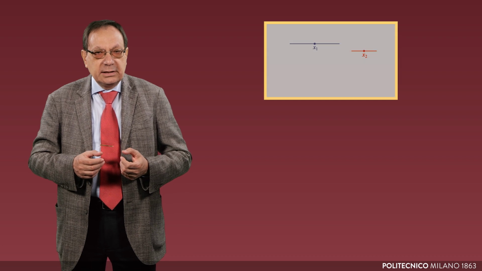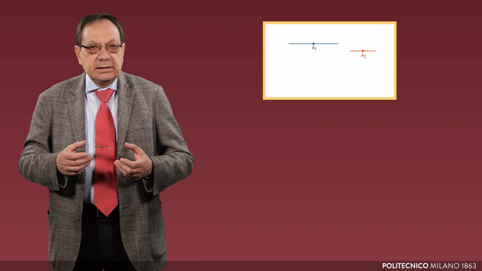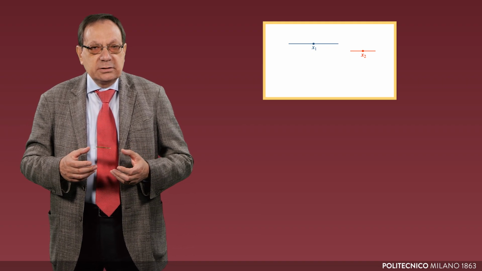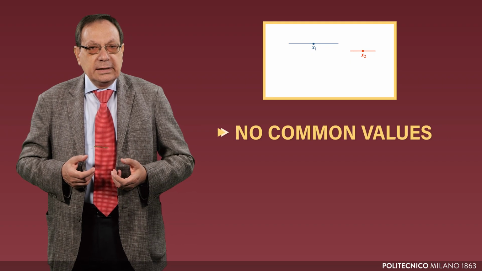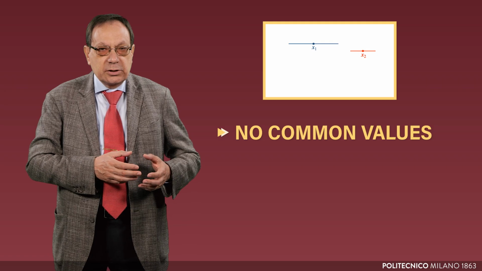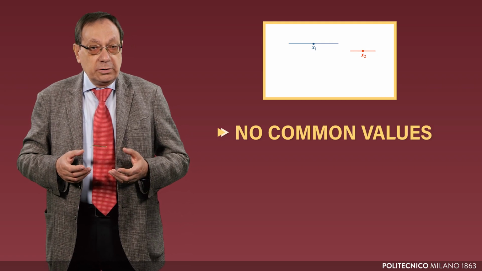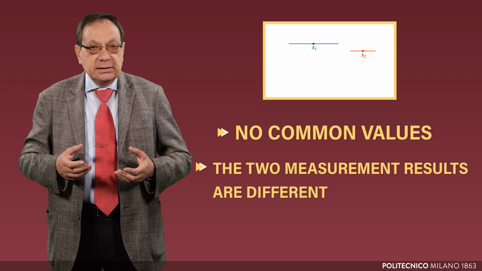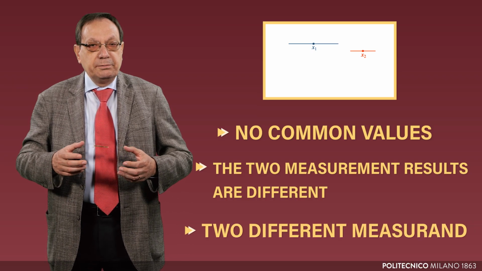Another possible case is the one you see represented graphically here. In this case, the intervals of values that can reasonably be attributed to x1 and x2 are different and have no values in common. This means that none of the values that can be attributed to x1 can also be attributed to x2. So, the two measurement results are different and we can consider that they represent two different measurands.